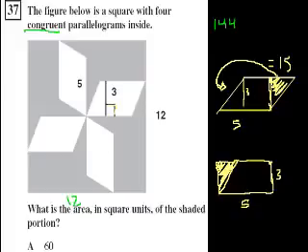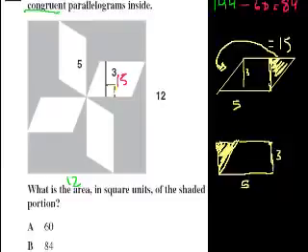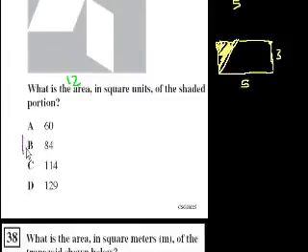So the area of each of these parallelograms is 15. So the area of all of them combined is 15 times 4, which is 60. So 144 minus 60 is what? 84. 84, and that's choice B.